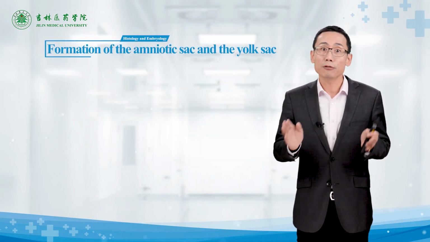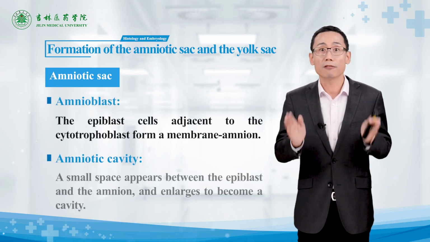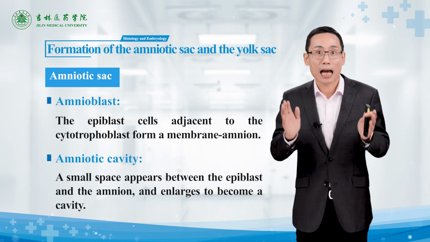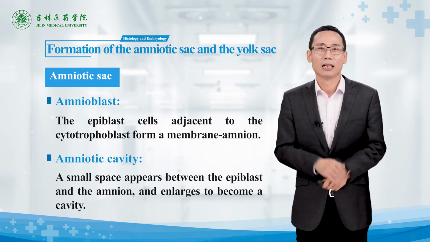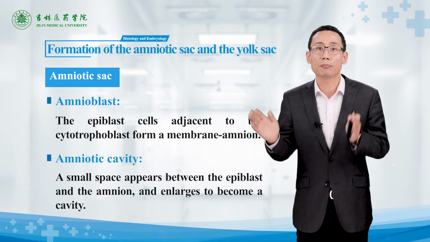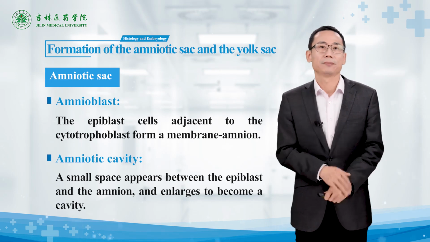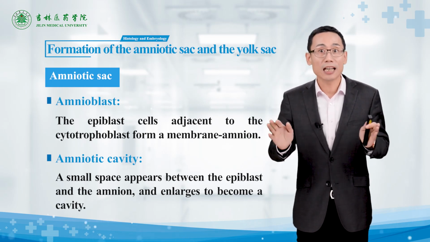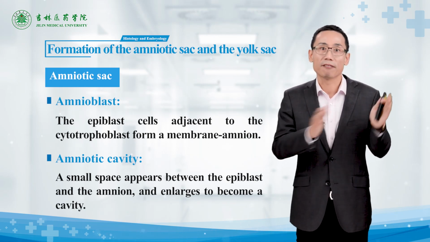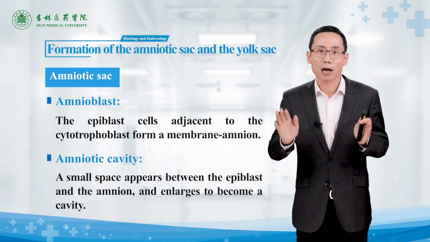Then, because of proliferation of the epiblast cells, there is a small cavity filled with liquid, which is called the amniotic cavity. And the liquid in the cavity is amniotic fluid. The shape of a layer of epiblast cells adjacent to the cytotrophoblast is flat, and they are called amnioblasts. They form the earliest amniotic membrane and wrap the amniotic cavity together with the rest of the epiblast. The sac they form is called the amniotic sac.